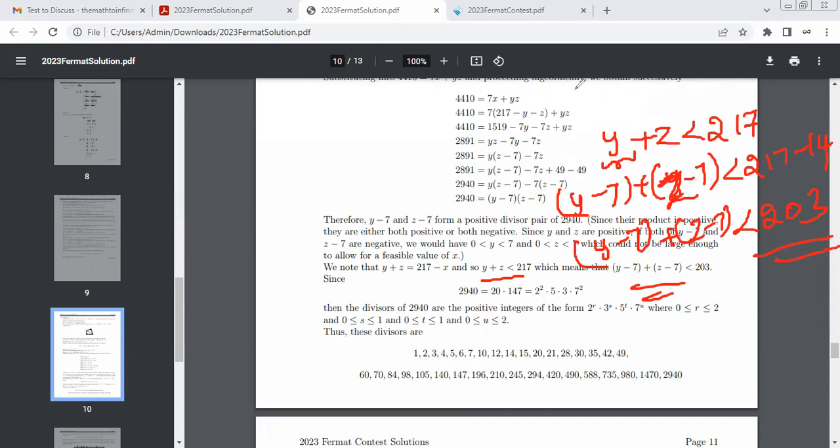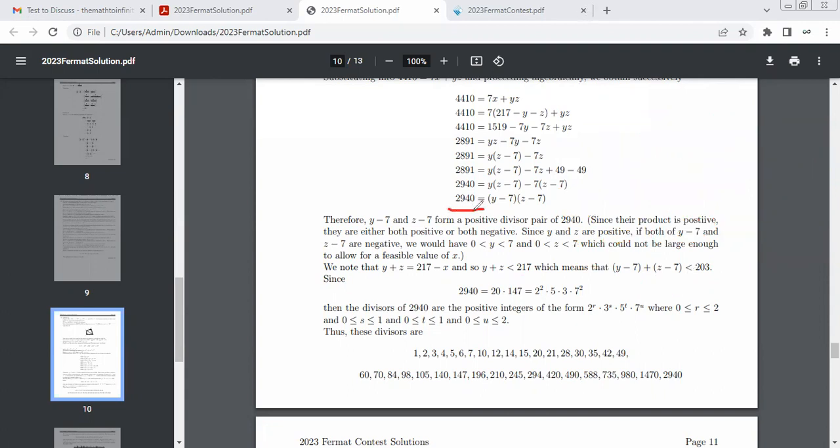All right. And they're just writing 2940 in the form of factors. So they're writing this is 20 times 147, and 20 can be written as 4 into 5. 4 can be written as 2 square. And they're factorizing 147 as well. You are getting 3 into 49. 49 can be written as 7 square. So here it's just factors in the form of positive integers: 2 square, 5 power 1, 3 power 1, 7 power 2.